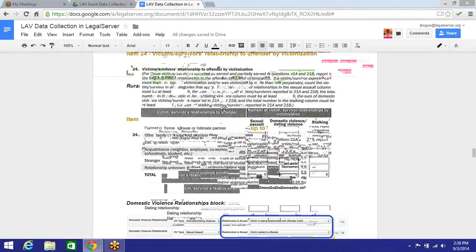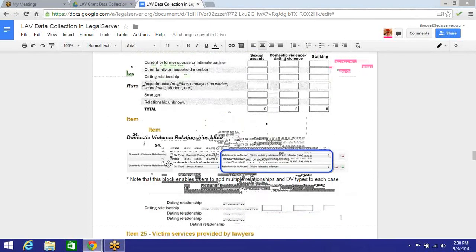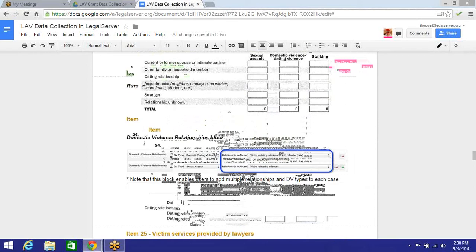So I'm not saying it's wrong to only list the primary. I think that's a lot simpler, but at least in 24, it looks to me like you can count all the multiples, if that makes sense. Does anybody have any comments about that?